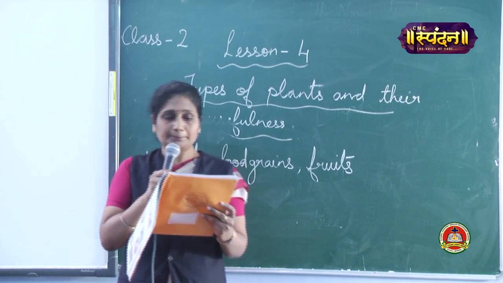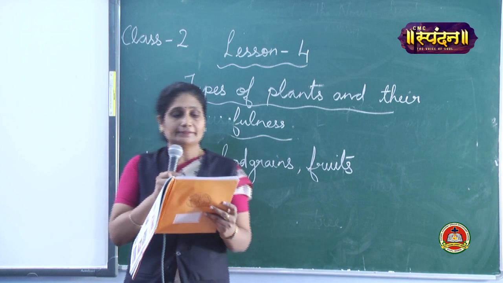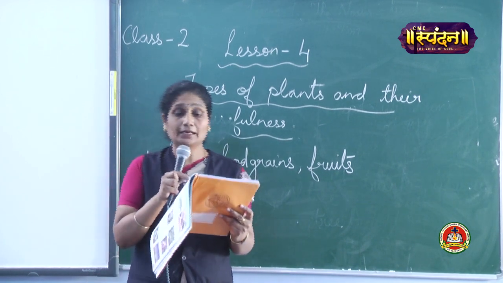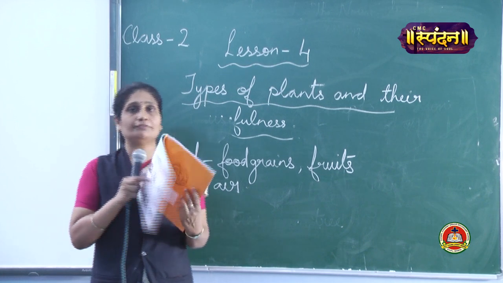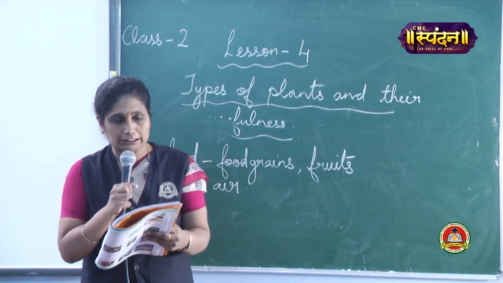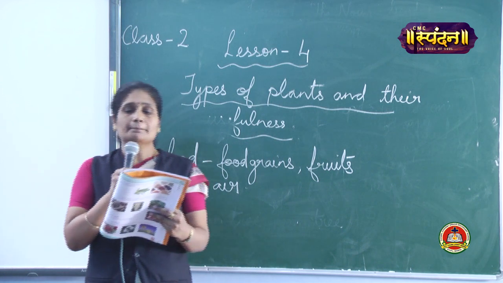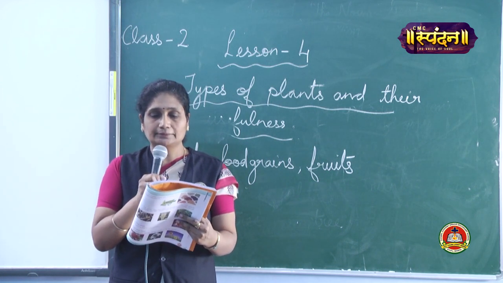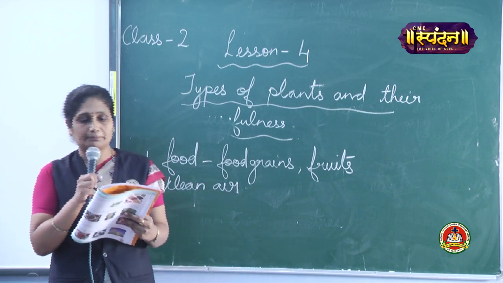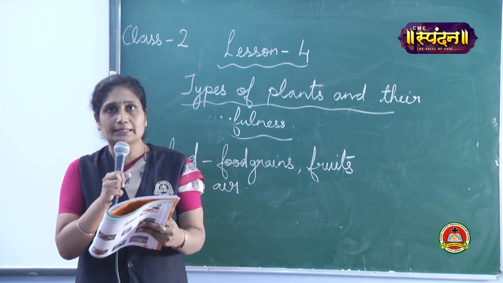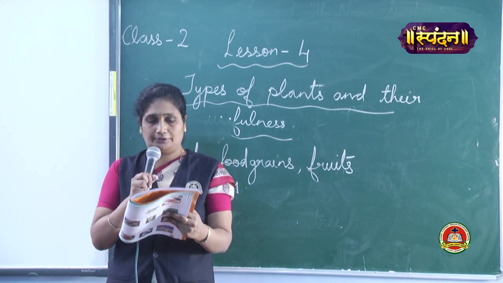What do you mean by that? Spinach, palak, cabbage means gobi, band gobi, and mustard greens. So we eat the leaves of these plants. Some of them like cabbage, spinach, mustard greens, sarso, are leaves of plants. We use them for food.